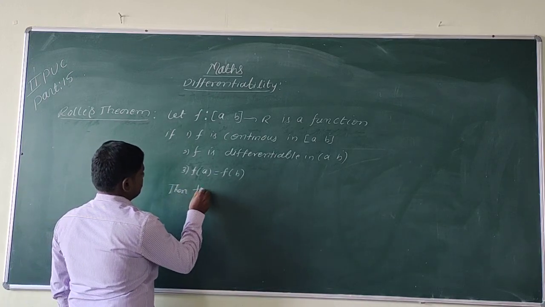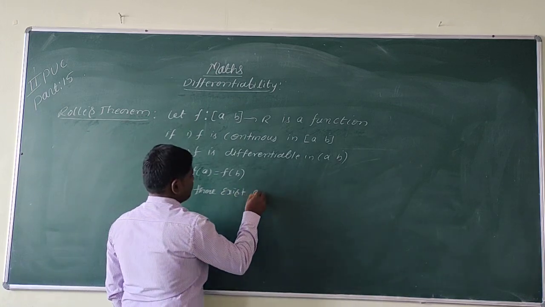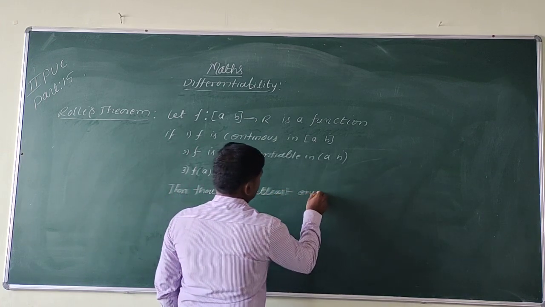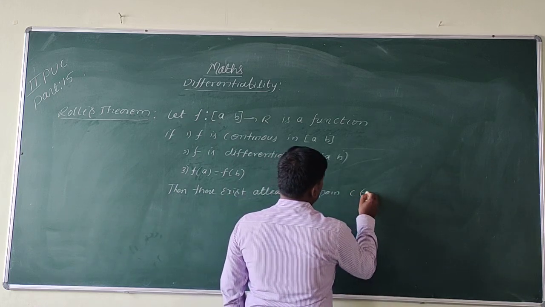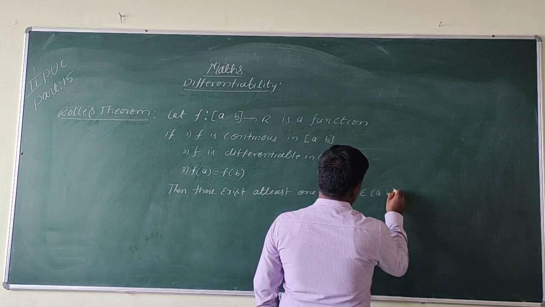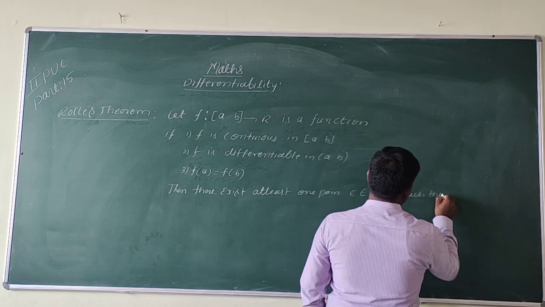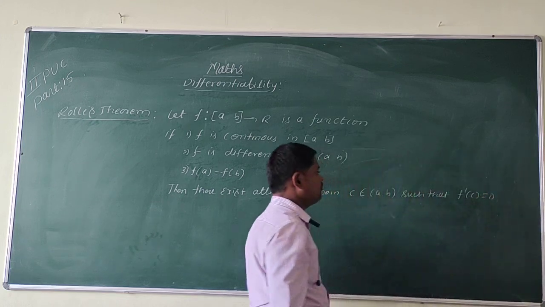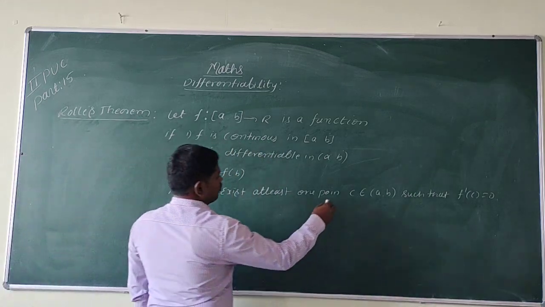Then there exists at least one point c in (a, b) such that f'(c) is equal to 0. So this is the definition of Rolle's theorem.